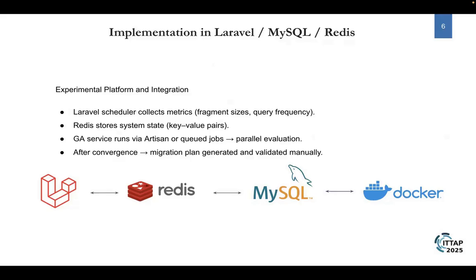The genetic algorithm is executed as a background service using Laravel queues for parallel evaluation. After convergence, a migration plan is generated and manually validated to verify the correctness of the proposed redistribution. In future work, we plan to automate this migration using write-ahead logging, WAL, to ensure data consistency and fault tolerance.